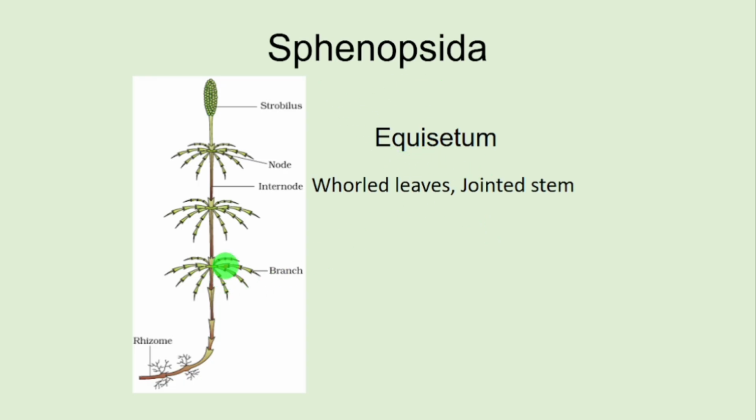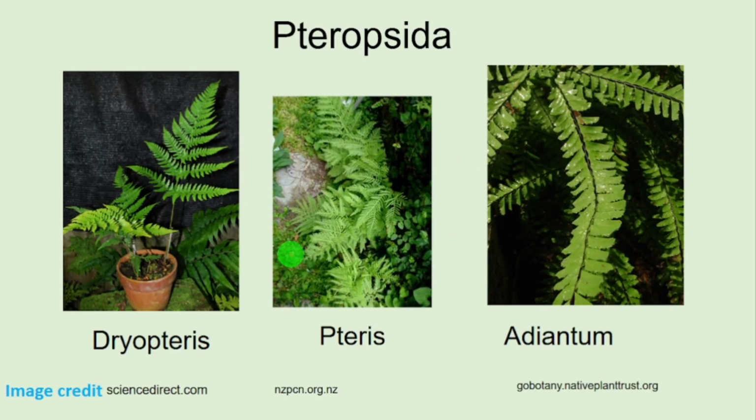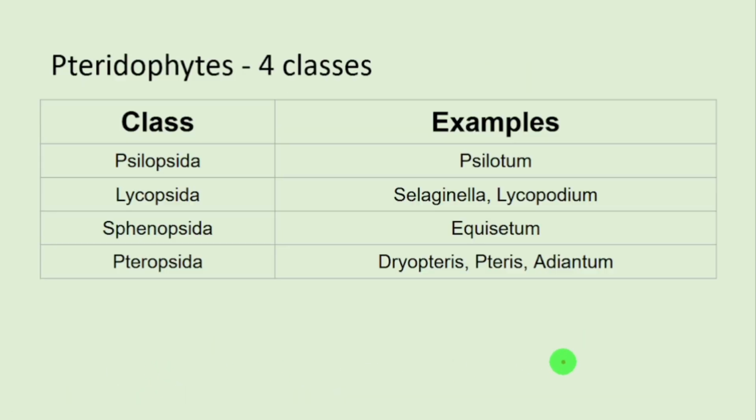So this is the typical structure of Equisetum. This part, Strobilus, this is Sporangia. It stores the spores. Equisetum in Sphenopsida. And the last fourth class is Pteropsida. There are three members, Bryopteris, Pteris and Adiantum. So four different classes and these are the examples.